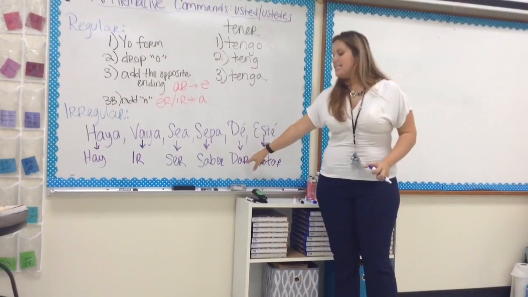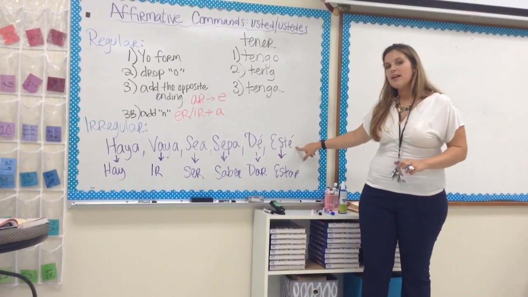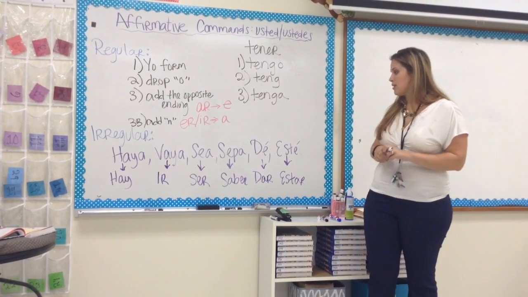The reason why de is irregular is because it comes with an accent mark. The reason why estar is irregular is because it comes with another accent mark. So make sure you know that.